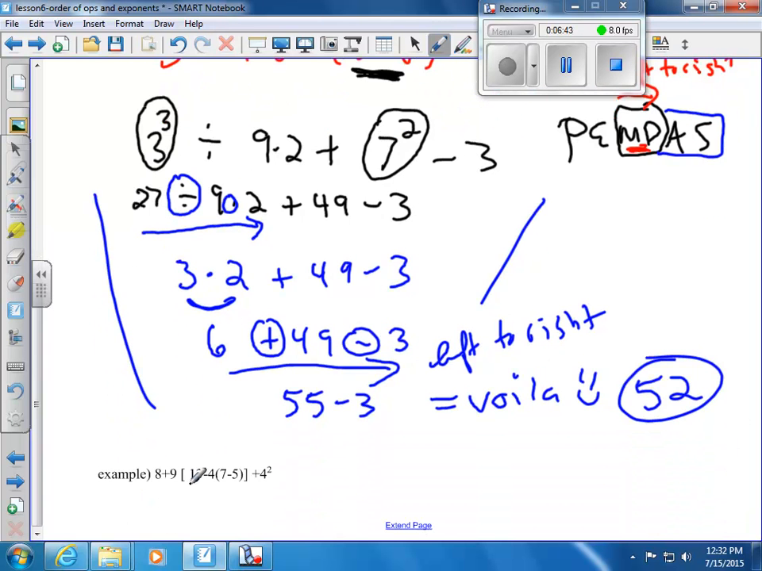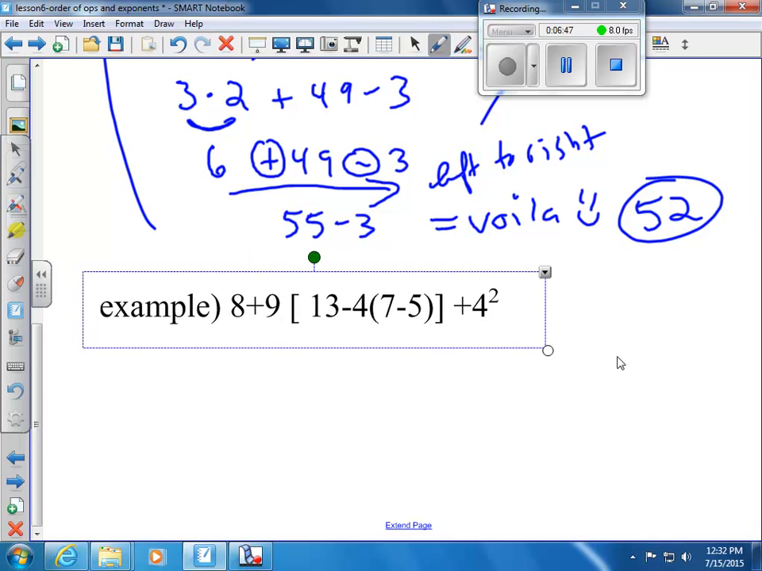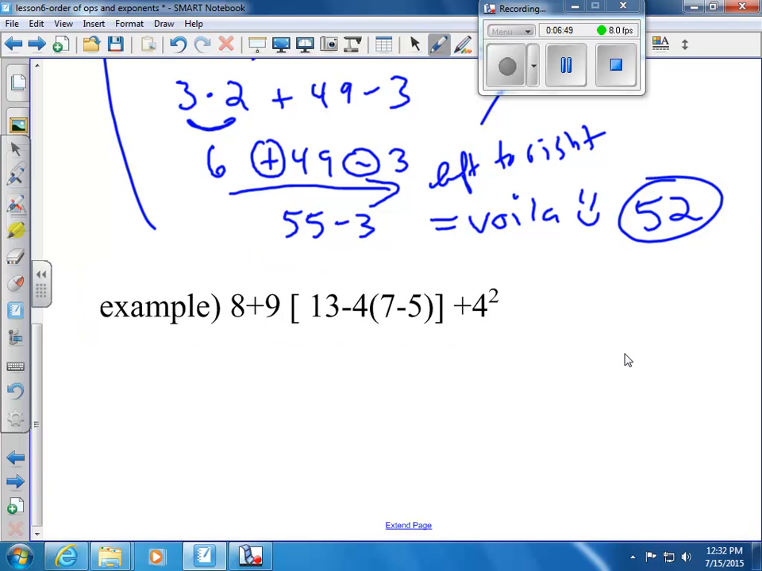Okay, let's try another one. Maybe you even want to hit pause and try this one on your own. I'm going to expand it here a little bit. All right, so PEMDAS says to go do... I'm always going to write PEMDAS over here on the side. It says to go and do your parentheses or your brackets first. Well, you always want to go in the innermost set of parentheses first and work outward. So 7 minus 5 is 2.